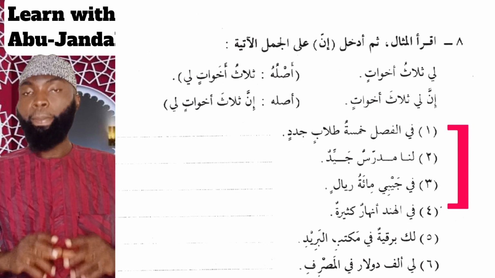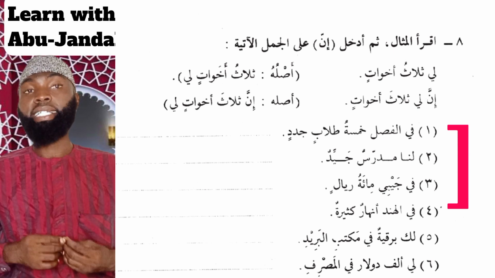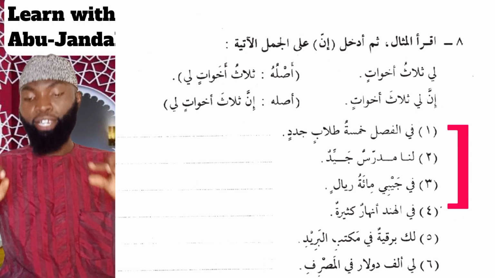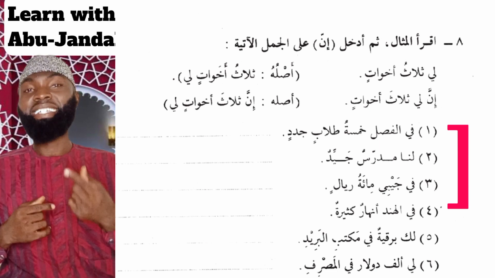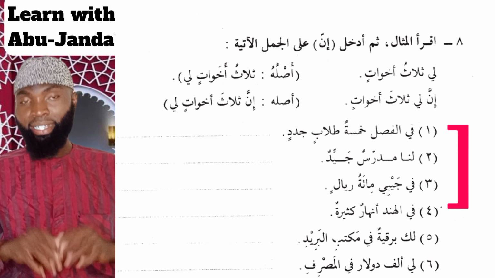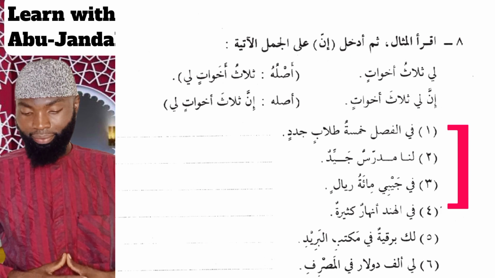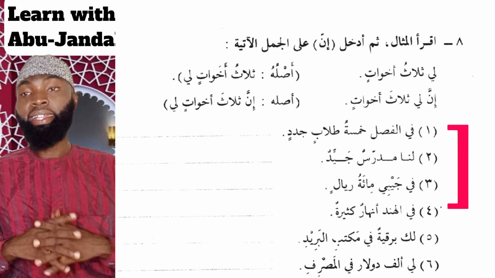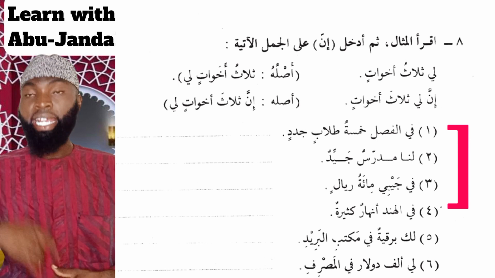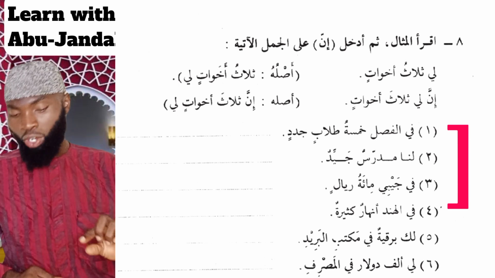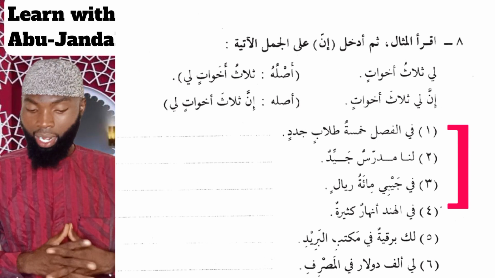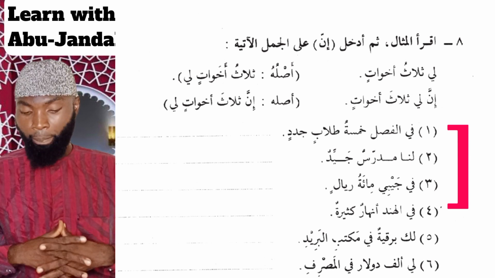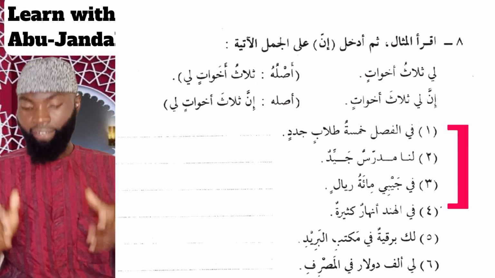Next, we have fi jaybi mi'atu riyalin. In my pocket, there are 100 riyals. So what will I say? Inna fi jaybi mi'ata riyalin. Indeed, in my pocket, there are 100 riyals. Number 4, we have fil hindi anharun kathiratun. In India, there are a lot of rivers. So what will I say? Inna fil hindi anharun kathiratun. Indeed, in India, there are a lot of rivers.